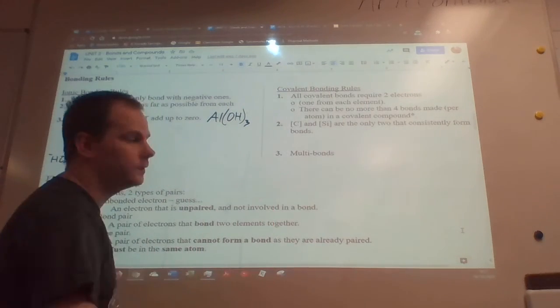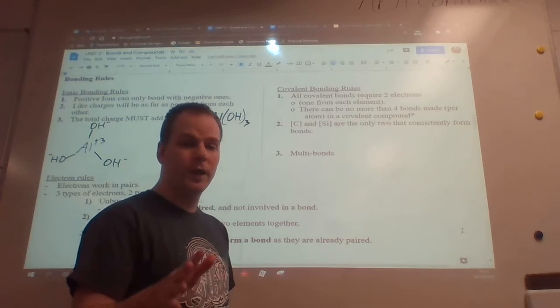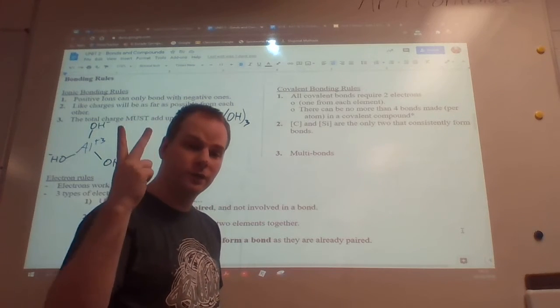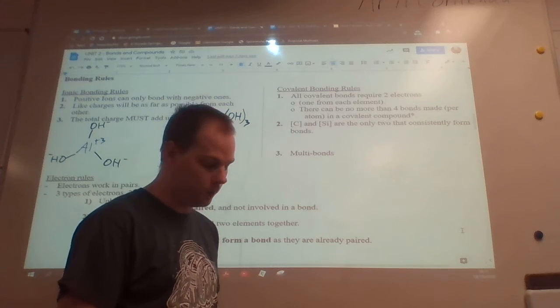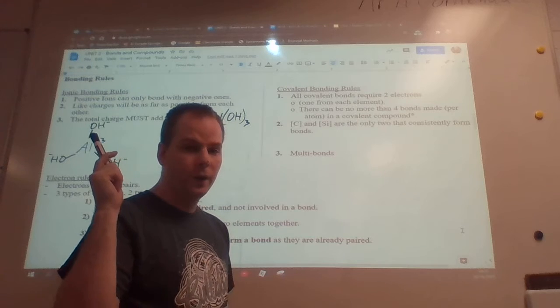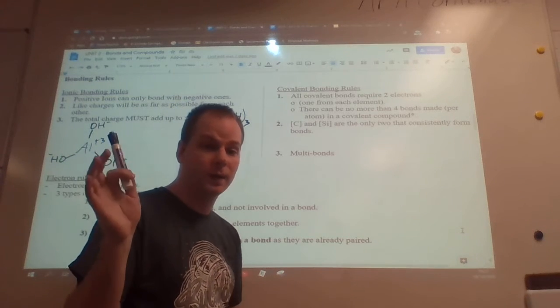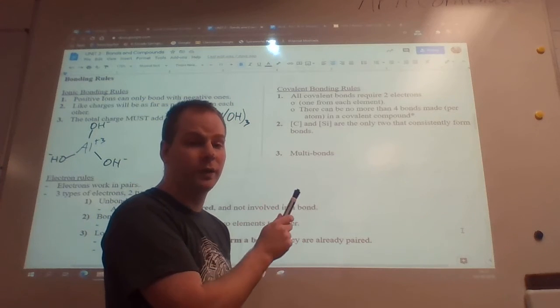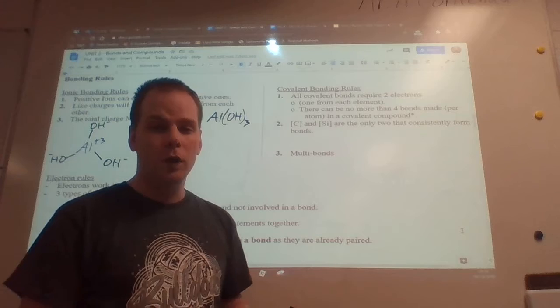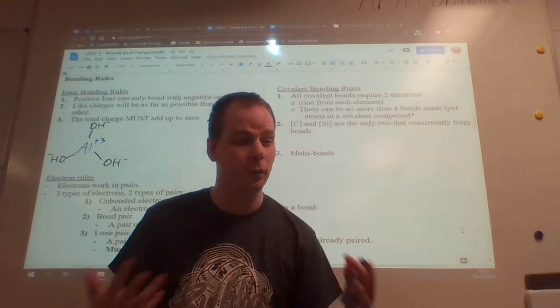Now, covalent. First off, remember a covalent bond requires 2 electrons instead of the 1 that an ionic bond requires. Because here, the hydroxides can just steal an electron from the aluminum to get their electron, and that forms the bond. Over here, we're actually sharing electrons, which means that we actually have a little more cooperation going on, but the bonding is a little more complicated too.